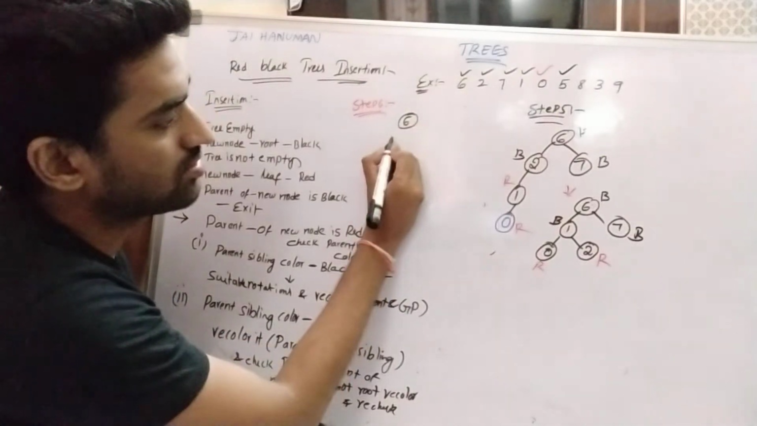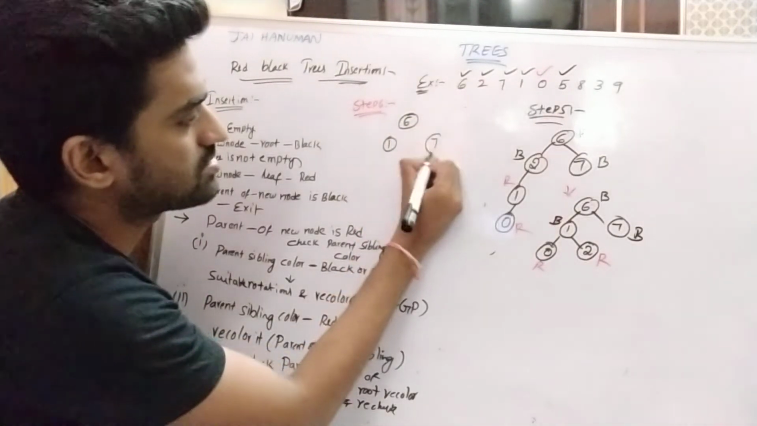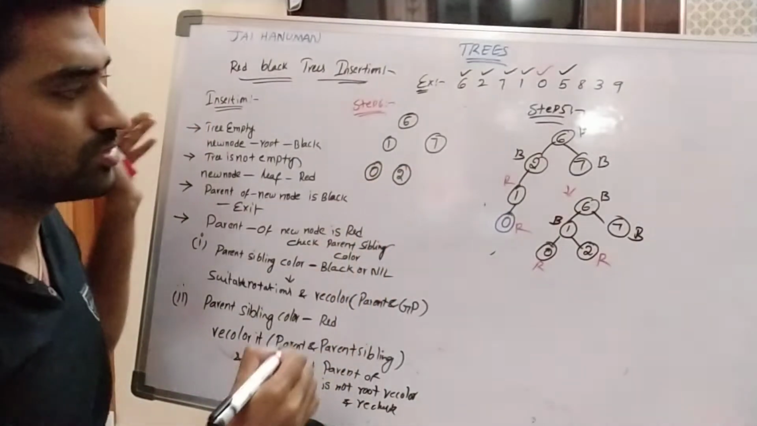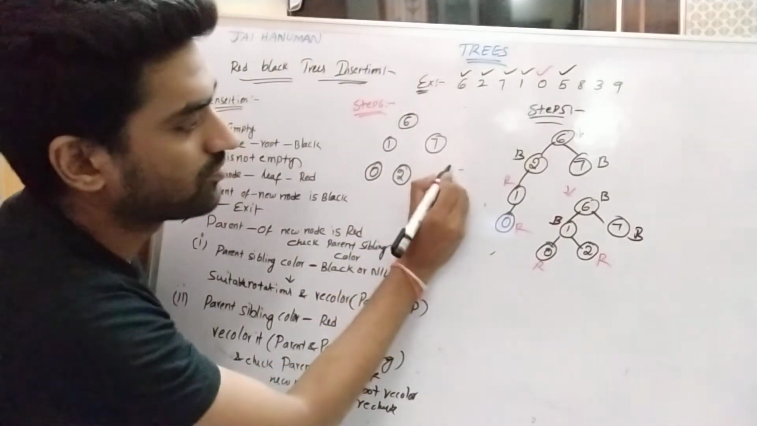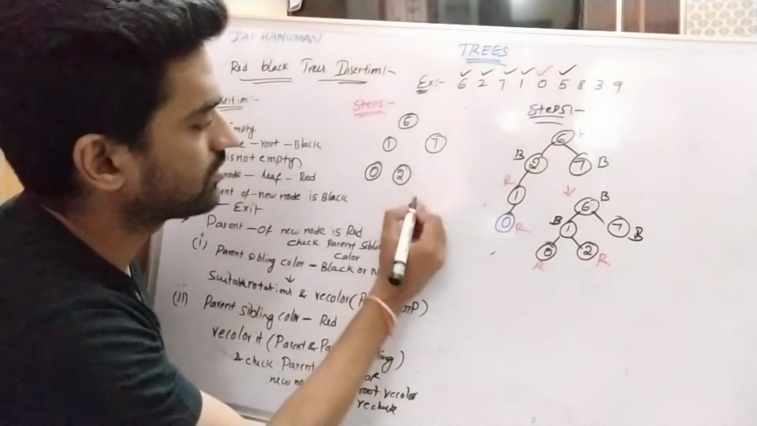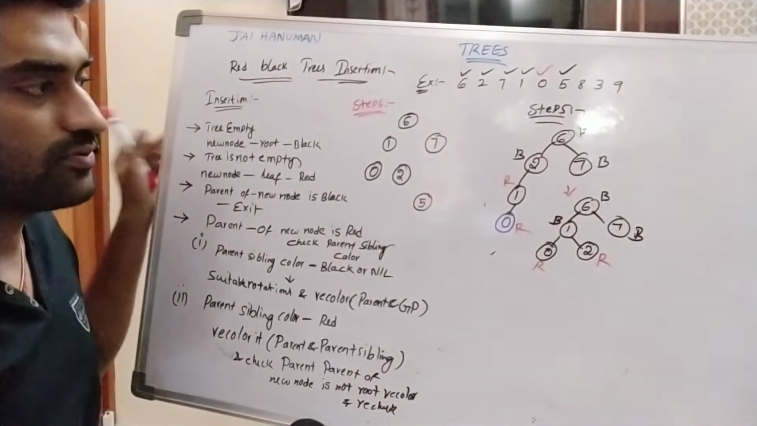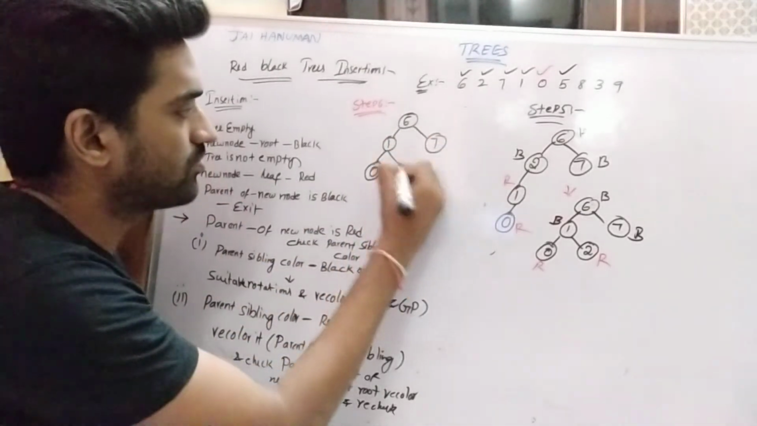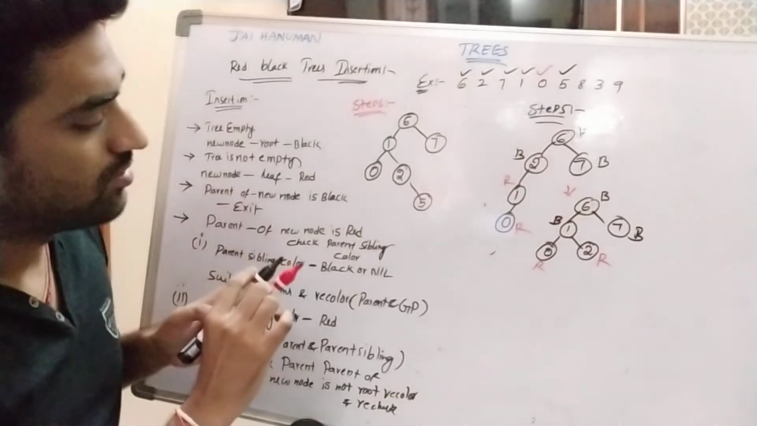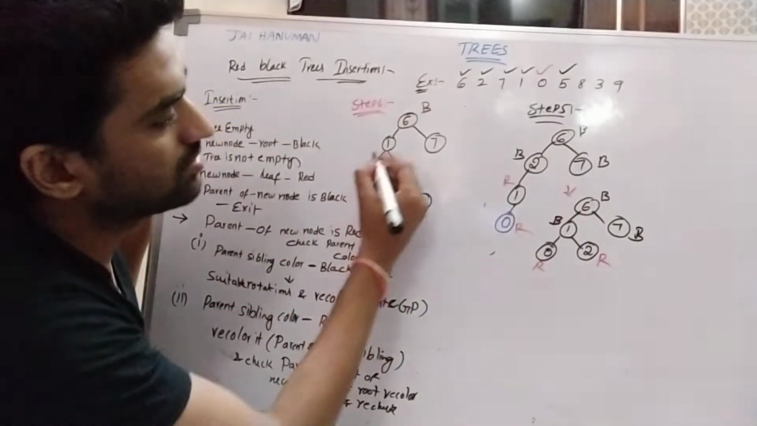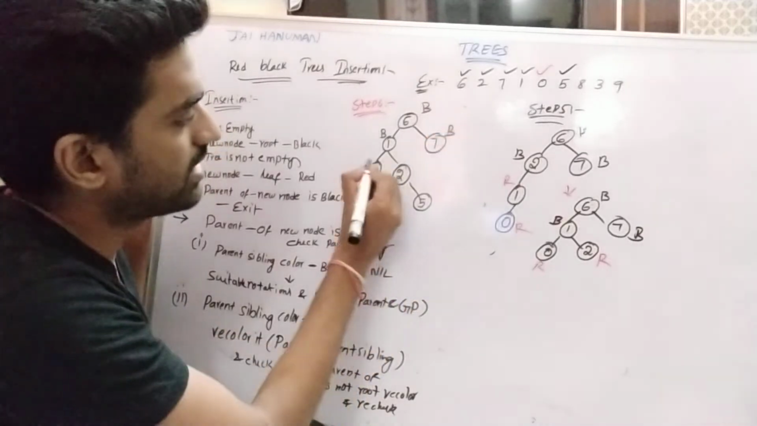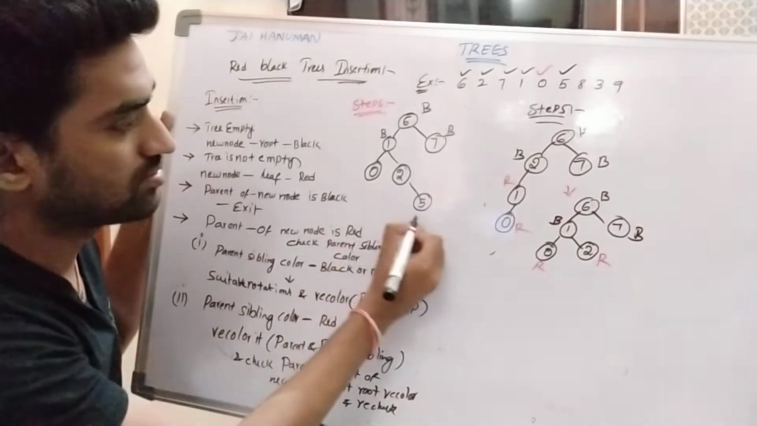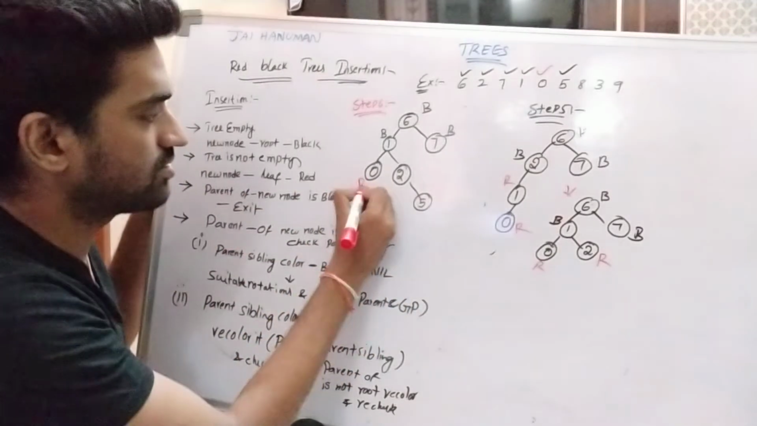6, 1, 7, 0, 2, 5. Sorry. So here 5 is to the right of 2. Right? So here this is black, this is black, this is also black, and these two are red.